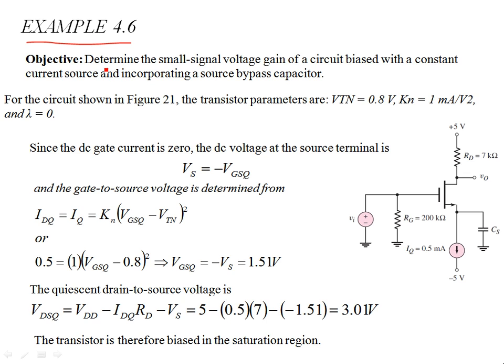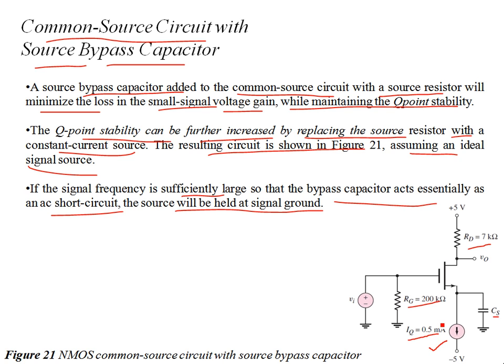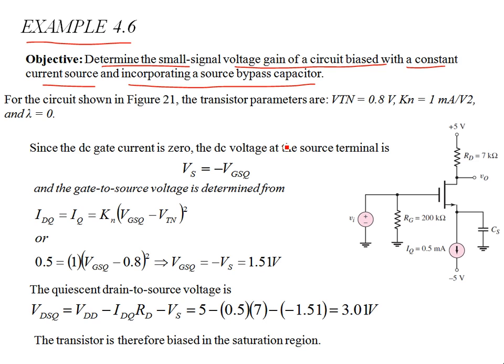Now the objective is to determine the small signal voltage gain of the circuit biased with a constant current source and incorporating a source bypass capacitor. So it's the same configuration we talked of over here in figure 21. This is an NMOS common source circuit with the source bypass capacitor. The threshold voltage is given, the conduction parameter of the transistor is given as 1 milliamp per volt squared, and the channel width modulation parameter lambda is 0.